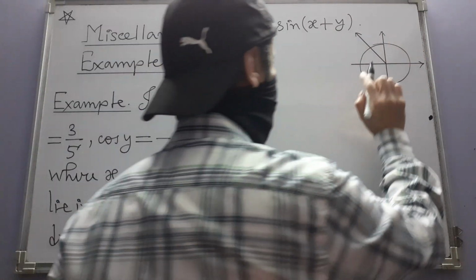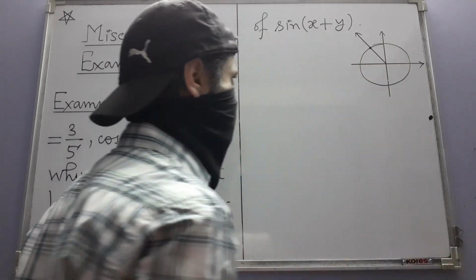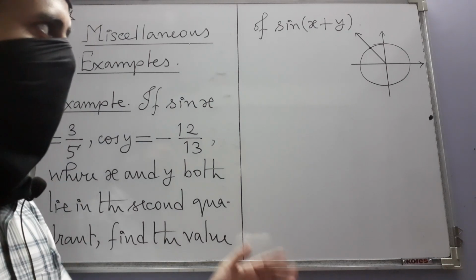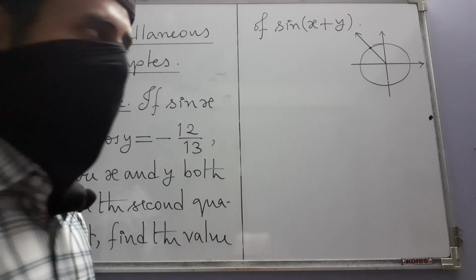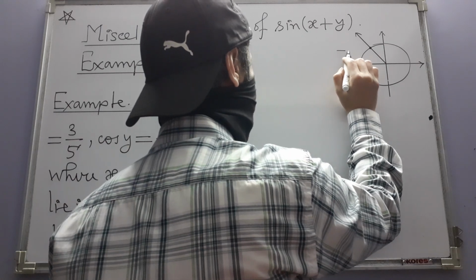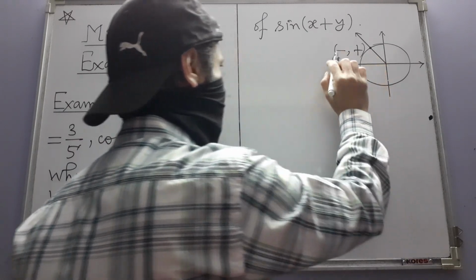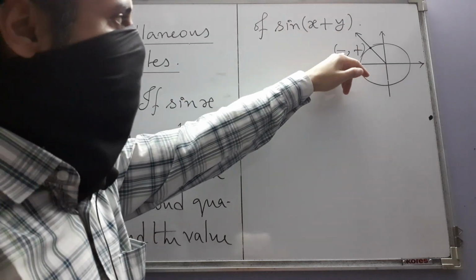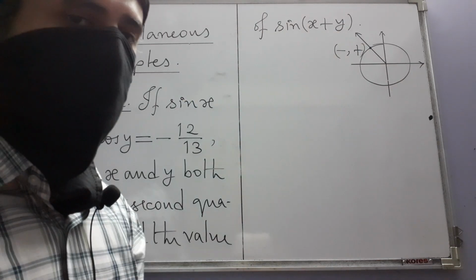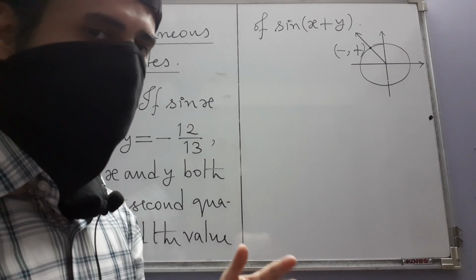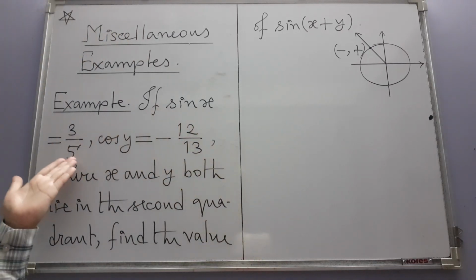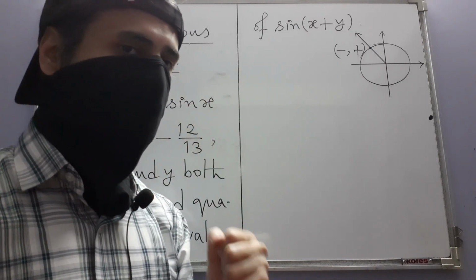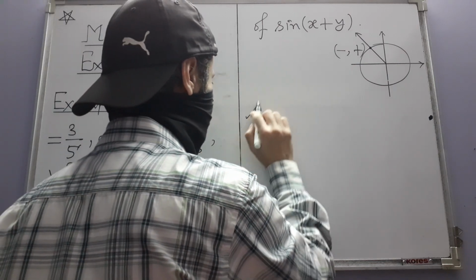Now, this terminal ray intersects the unit circle at this point, and that point itself lies in the second quadrant. So the sign pattern of the coordinates of this point is minus plus. The x coordinate is minus and the y coordinate is plus. And the x coordinate by definition is cos x and y coordinate is sin x. That means sin x is positive. In fact, sin x is positive, you can see that. But cos x will be negative. So let's start the solution with this thing.